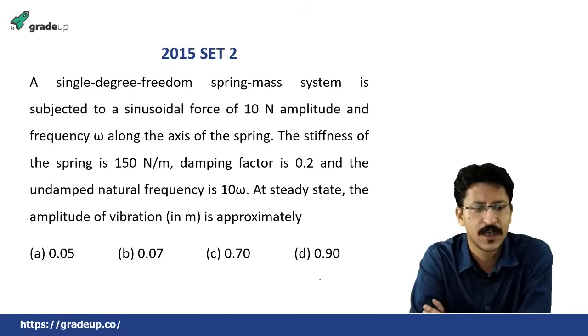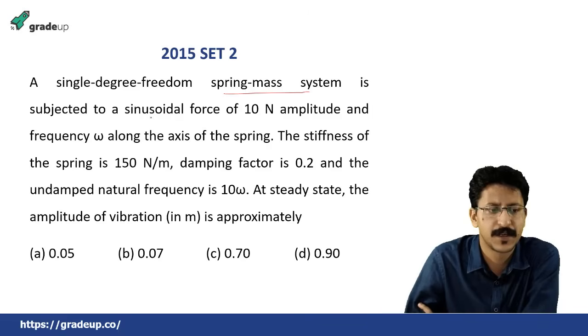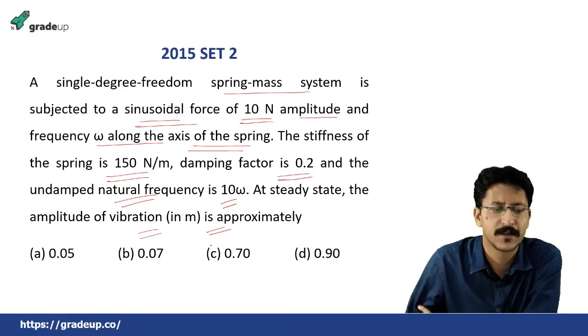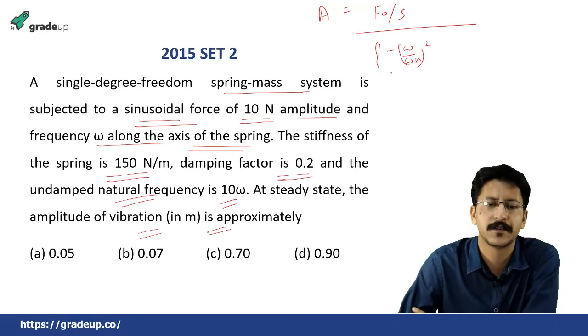Let's see the next question, asked in 2015 set 2. A single degree of freedom spring mass system is subjected to a sinusoidal force of 10 Newton amplitude and frequency omega along the axis of the spring. The stiffness of the spring is 150 Newton per meter, the damping factor is 0.2, and the undamped natural frequency is 10 omega. At steady state the amplitude of vibration is approximately, a very simple, straightforward question, amplitude equal to F naught by s, divided by the root of 1 minus omega by omega n whole square, plus 2 zeta omega by omega n whole square.